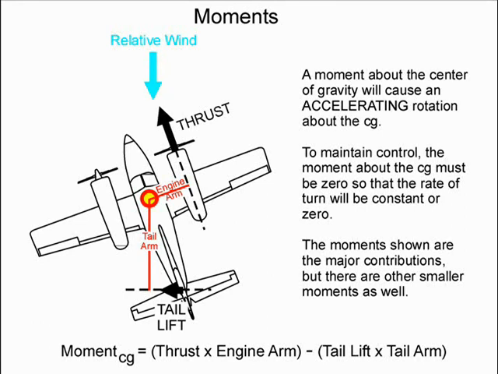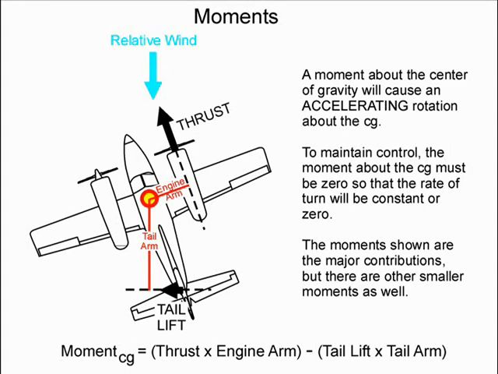In this picture, we see the moment arms for the thrust of the right engine and the lift produced by the vertical tail. Notice that the thrust produces a counterclockwise moment, while the tail lift produces a clockwise moment. If both moments are equal, the moment about the center of gravity is zero. Any moment about the center of gravity will cause an accelerating rotation about the CG.